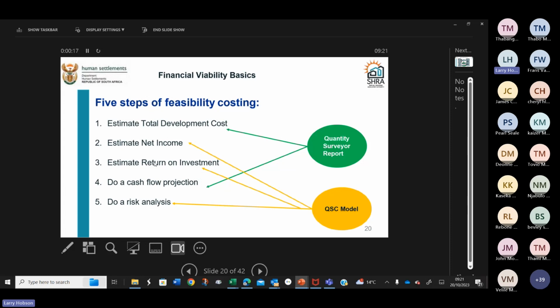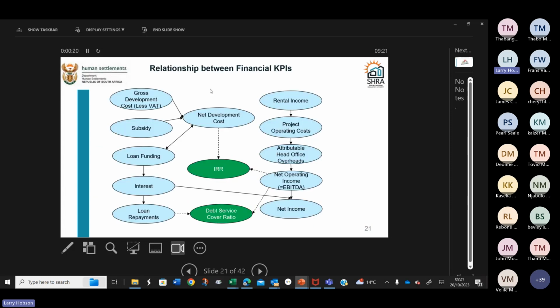Okay, so those are your stages of your feasibility costing. Now this is the relationship between the financial KPIs. This is what I was telling you about earlier. To me, this puts everything in one diagram of how one factor affects another. If we start at the top left, we've calculated our gross development cost, using the estimates from the quantity surveyor. If we are able to claim input VAT, if we've got a VAT registered developer, that comes off. So that gives us our net development cost.